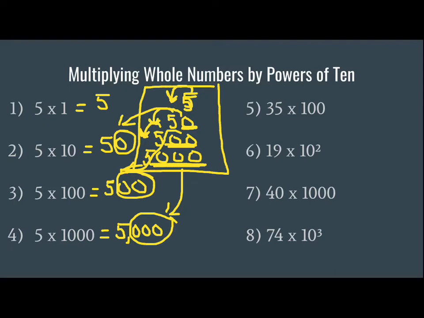Now let's look at number 5. 35 times 100. All this is saying is that we're moving that 35 2 spaces. So we have to move our 3 2 spaces to the left and we need to move our 5 2 spaces to the left. And we need to put 2 zeros on the end of 35. So we're going to have our 35 add our 2 zeros to make 3,500.